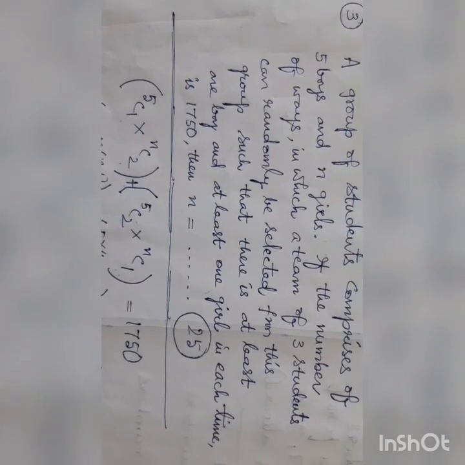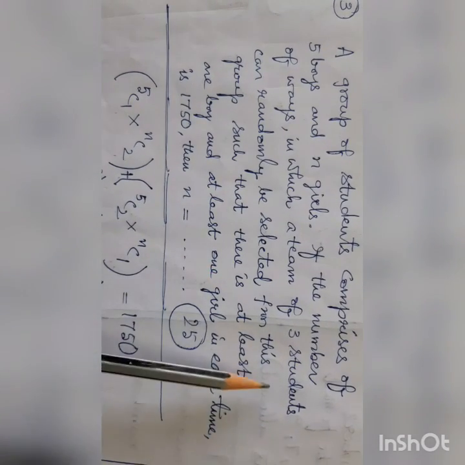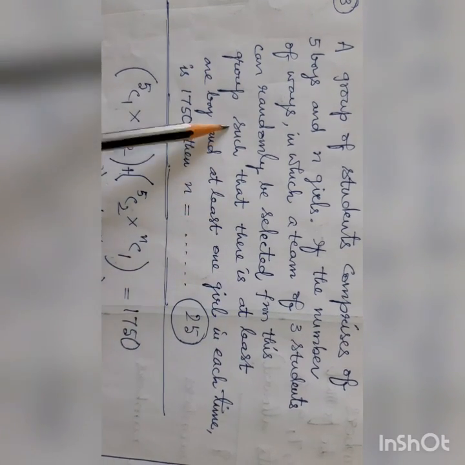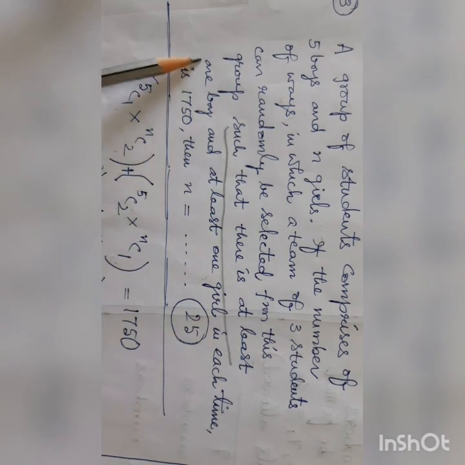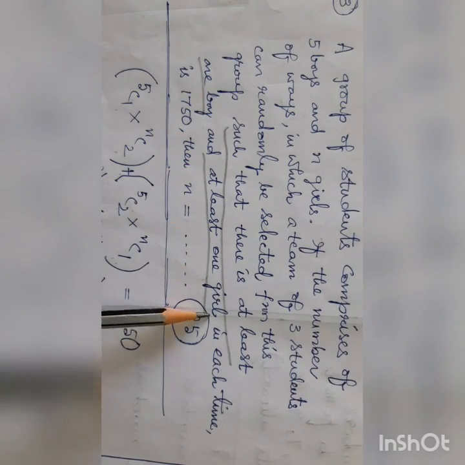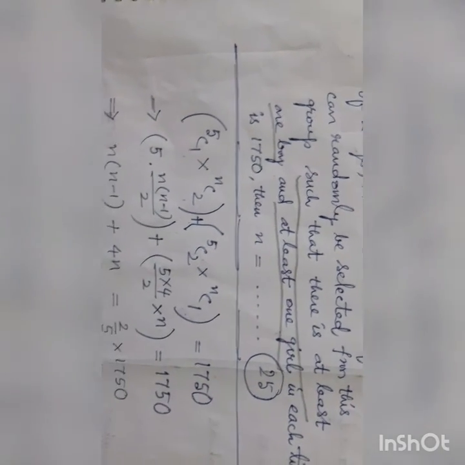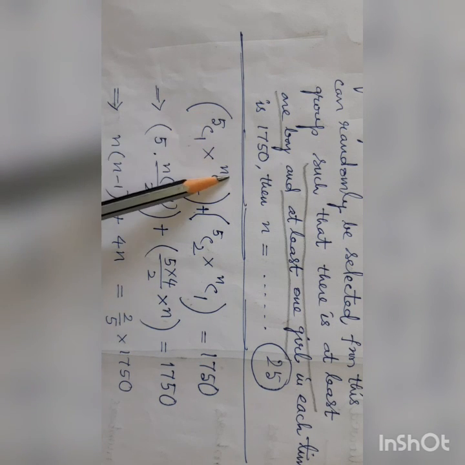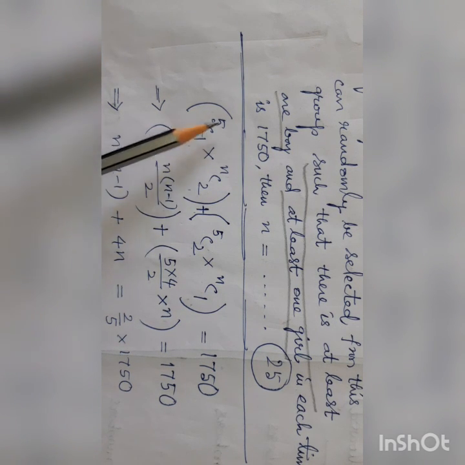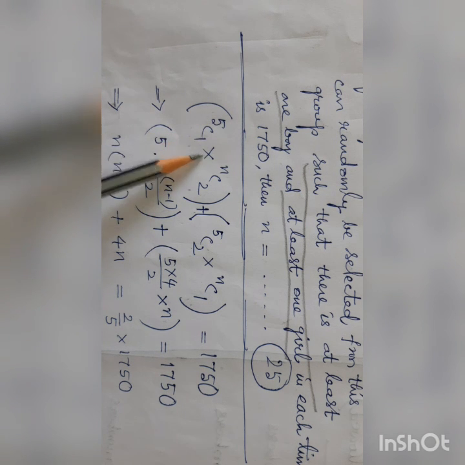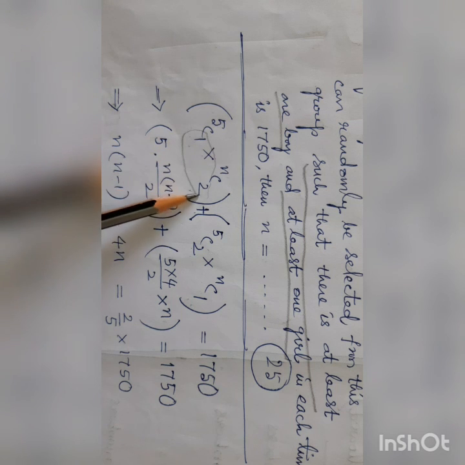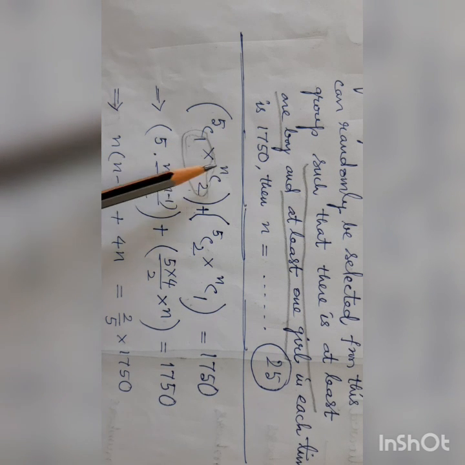So 5C1. What is the condition given here? A team of 3 students can randomly be selected from this group such that there is at least 1 boy and at least 1 girl. 5 boys and n girls, so at least 1 boy: 5C1, and the other total 3 group. If you select 1 boy, how many girls do you have to select? 2 girls out of n, nC2.